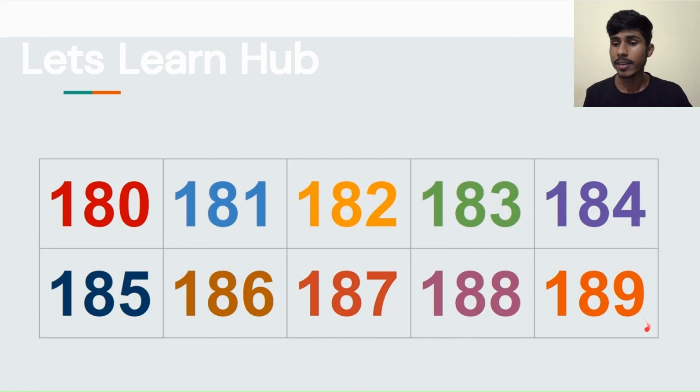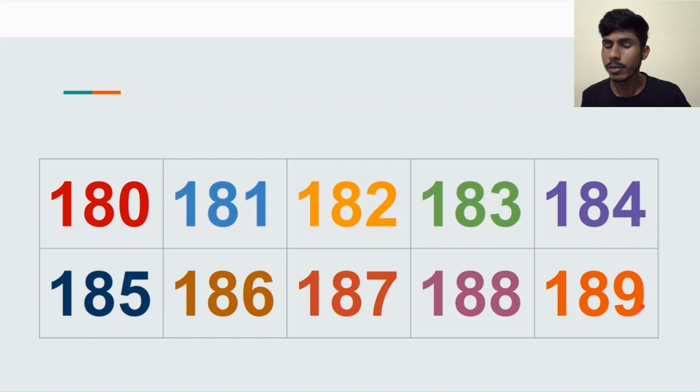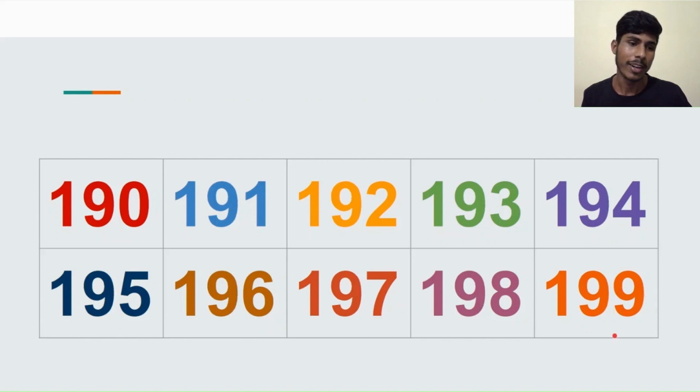Okay, and again we reach 9 here. The rightmost digit has reached 9, so we need to make it 0, and we need to change its left digit, that is 8 here. So we need to change this 8 to its next number, that is 9. So we have to make this 8 to be 9, and we have to make this 9 to 0. So we'll get 190.